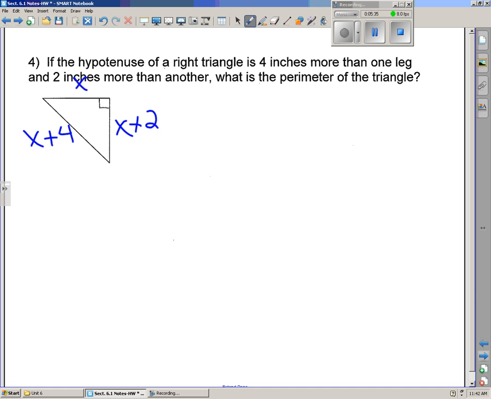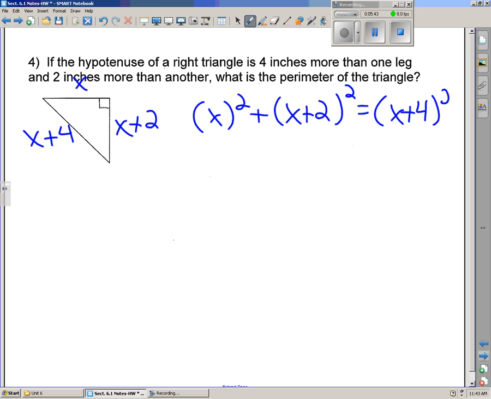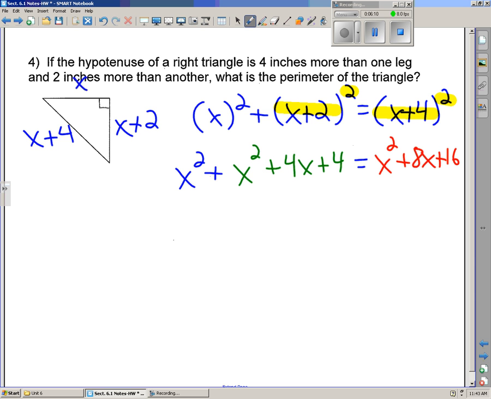And then the Pythagorean theorem says I've got to square my legs and square my hypotenuse. What you need to remember is when you square a binomial, you're using the distributive property, which essentially means that you're FOILing. So the first leg squared is just x squared. The second leg squared becomes x squared plus 4x plus 4. Remember, we just FOILed. And the hypotenuse squared becomes x squared plus 8x plus 16.